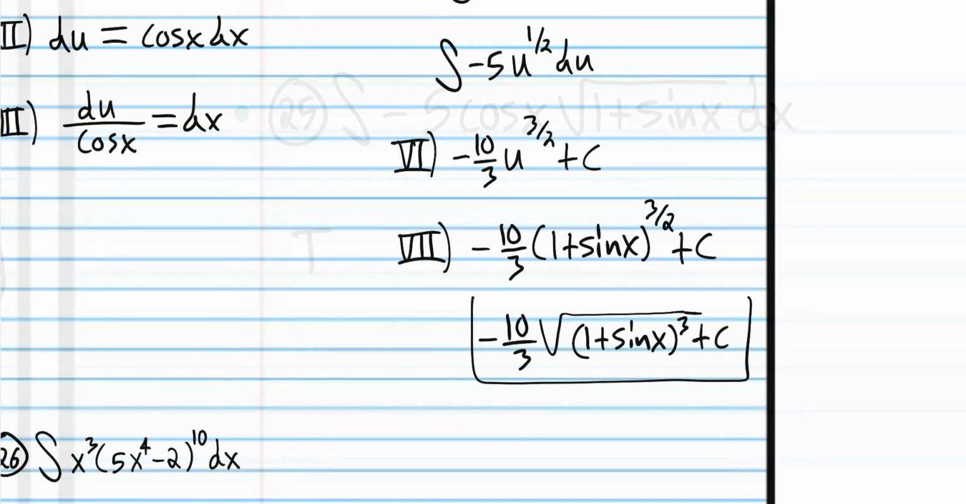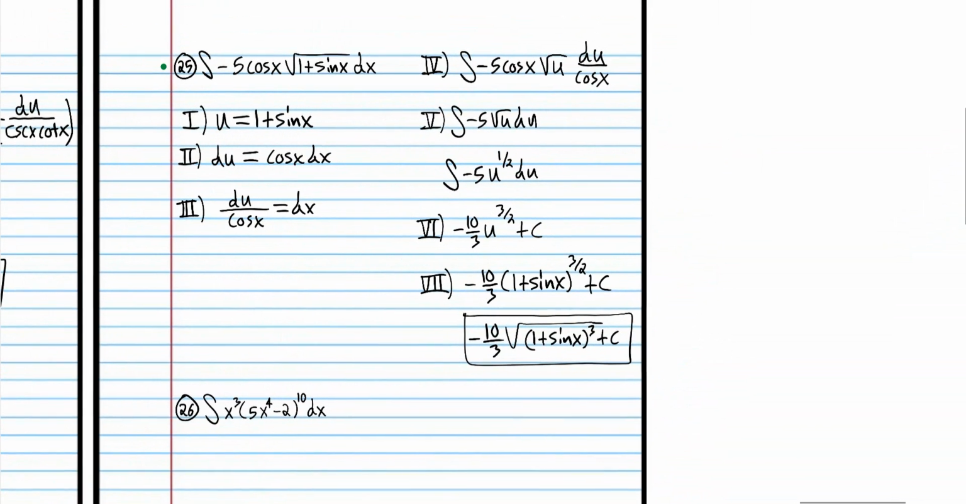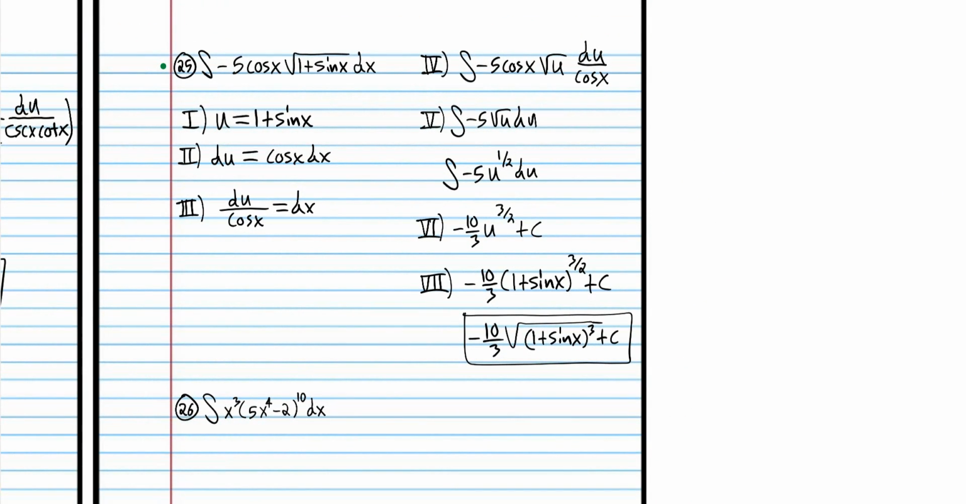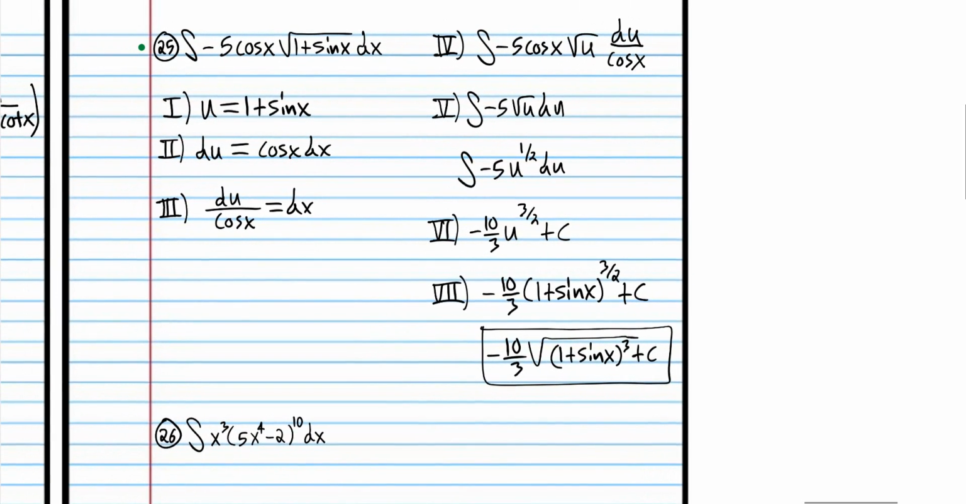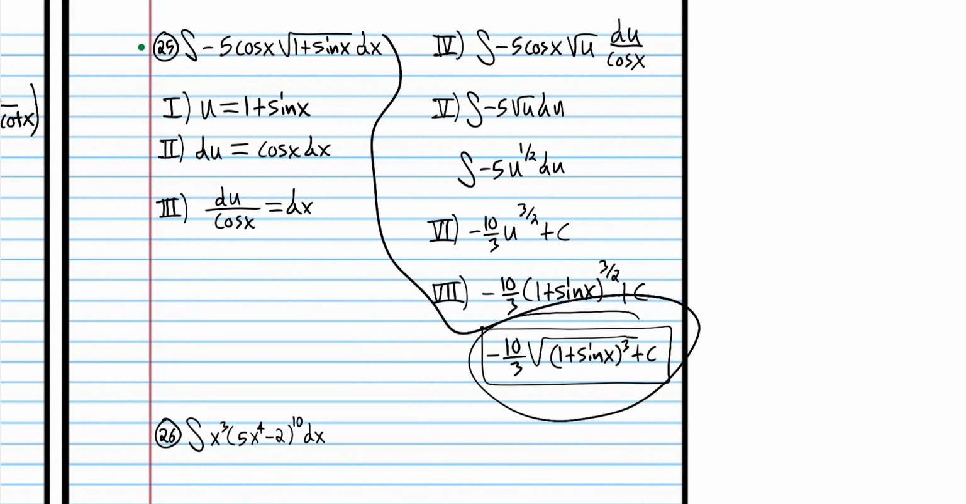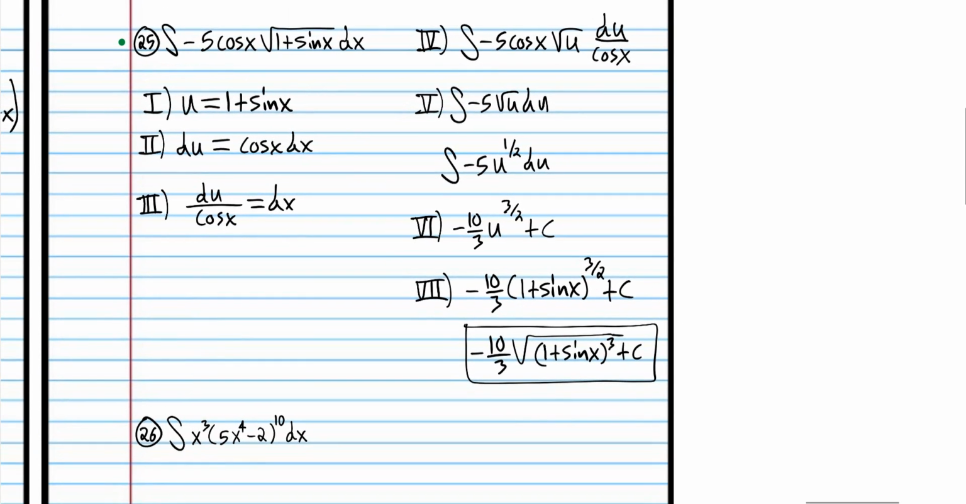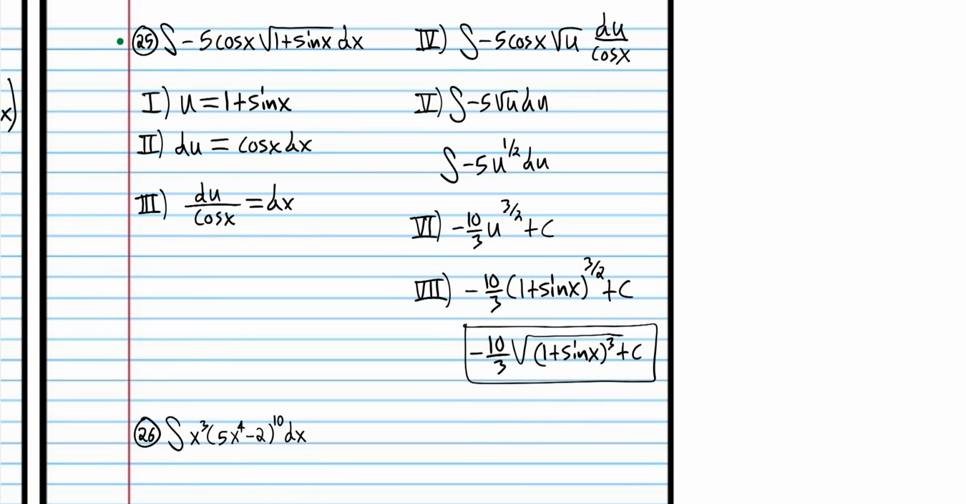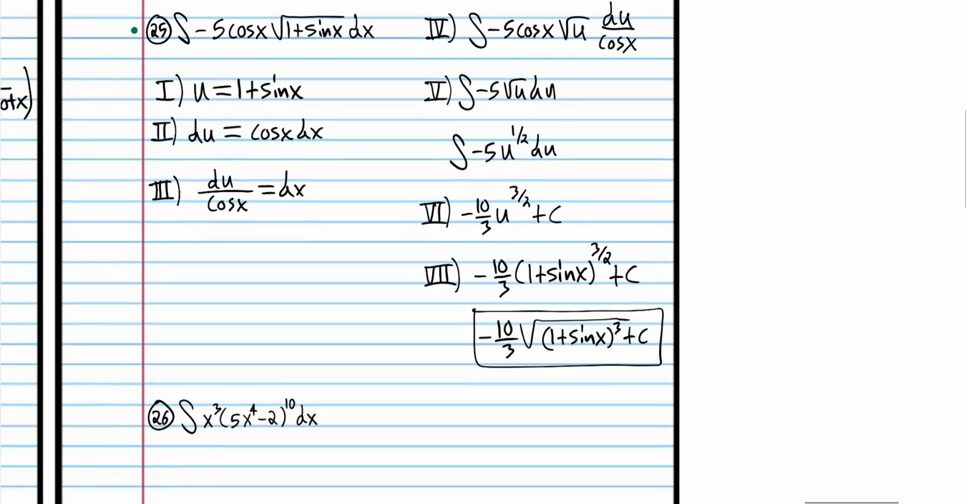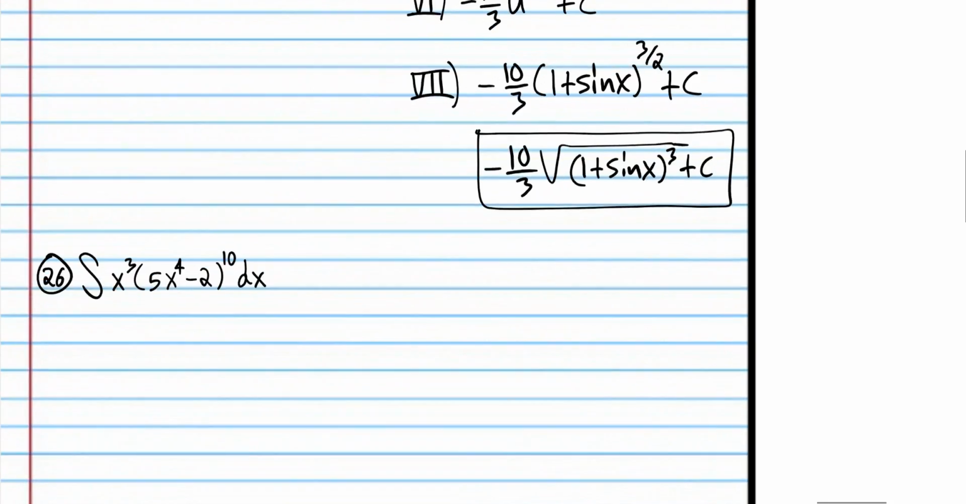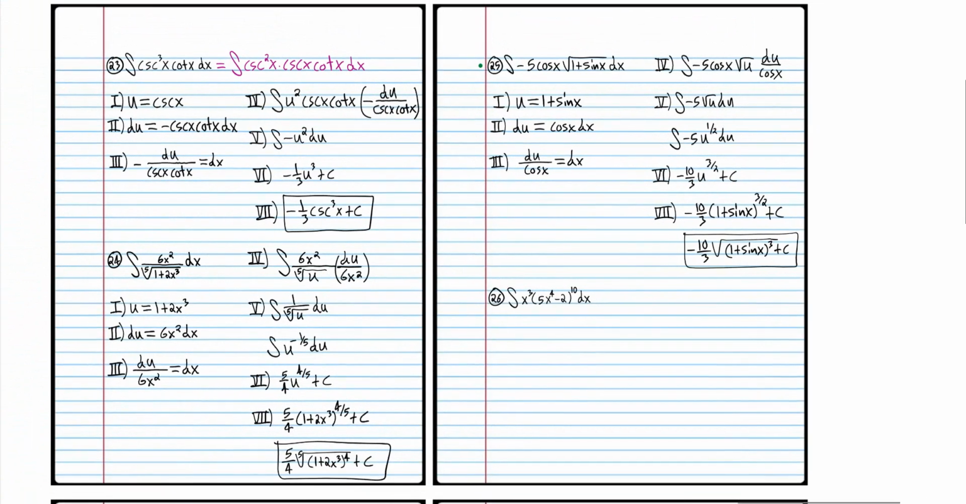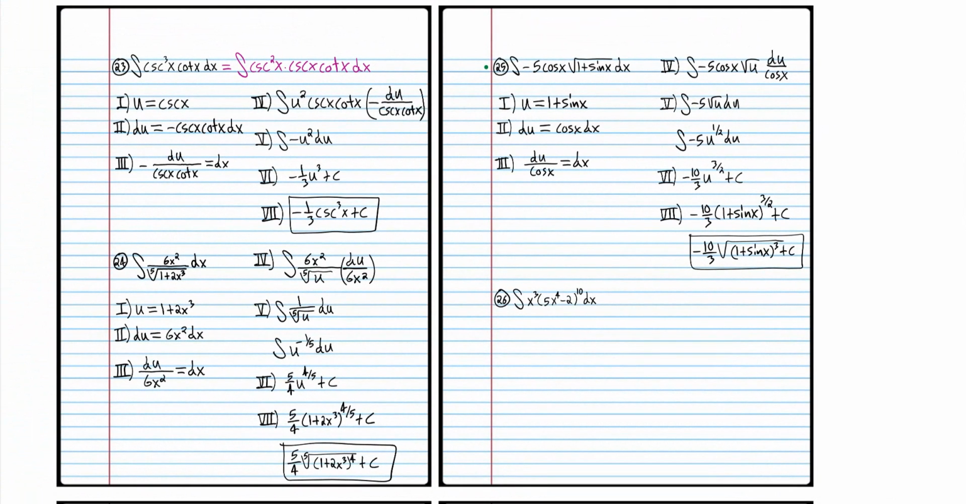Okay, we're back. So there you go. If you got that right, excellent. If you find the derivative of this, you should get the original expression. But when you find the derivative, you're going to have to use the chain rule. So if you got that right, excellent. Go ahead and try number 26. I'm going to leave numbers 23 through 25 in the window. When you come back, we'll do it together.